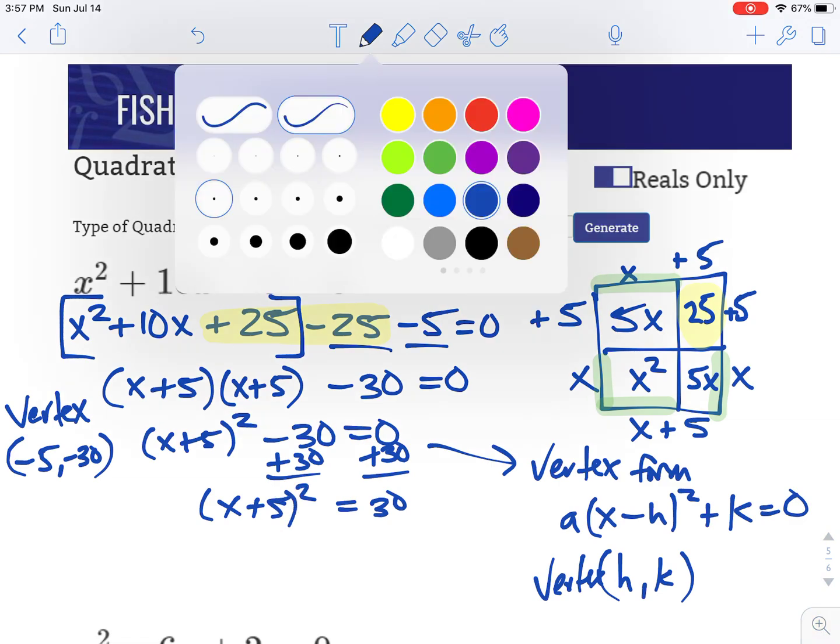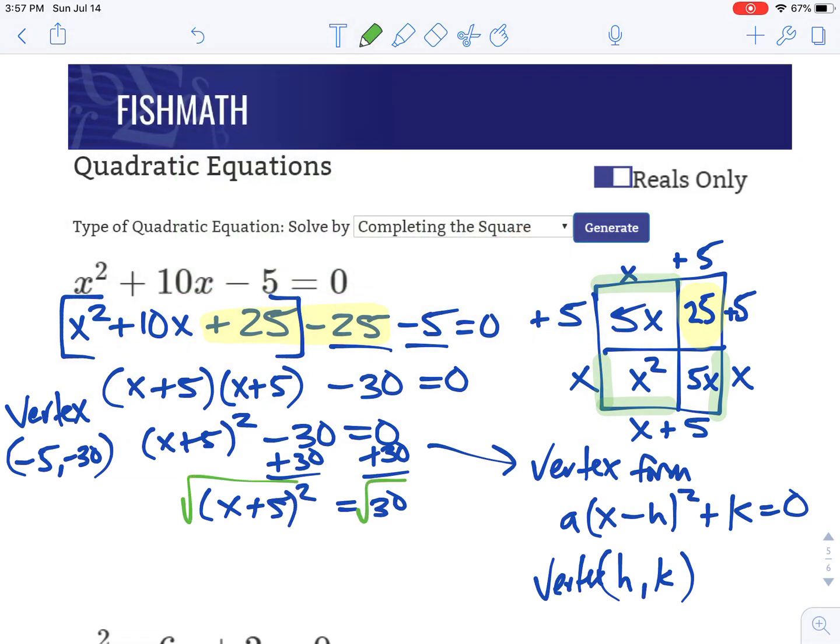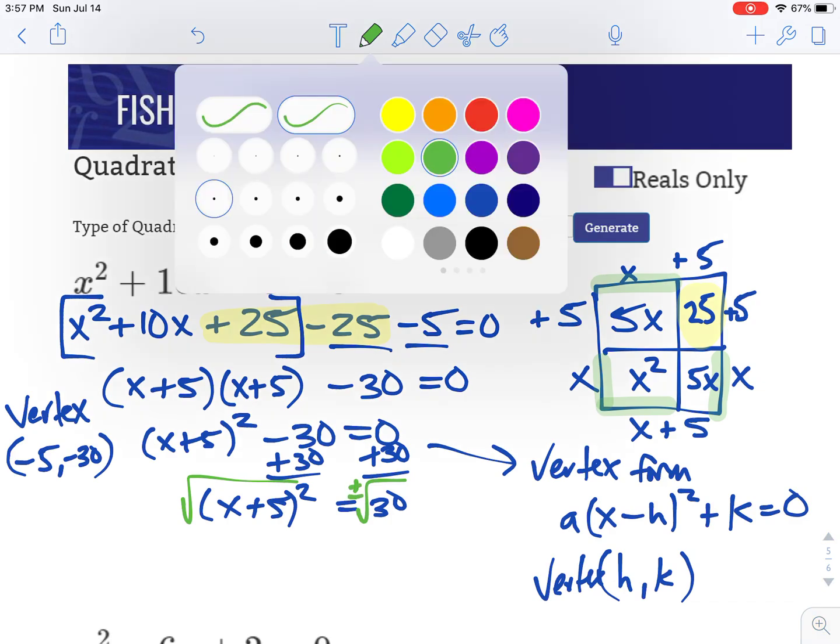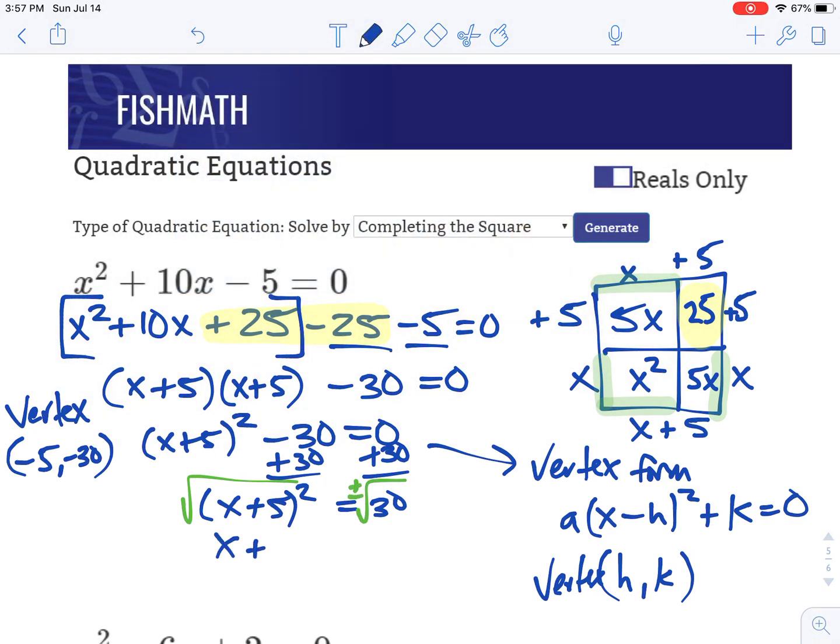We want to get rid of that square by doing the square root. Just don't forget the plus or minus. So we get x plus 5 equals plus or minus the square root of 30. And then we're going to solve for x by doing minus 5. So we get x equals negative 5 plus or minus the square root of 30. And that's actually all we're going to have here. That's going to be our answer.